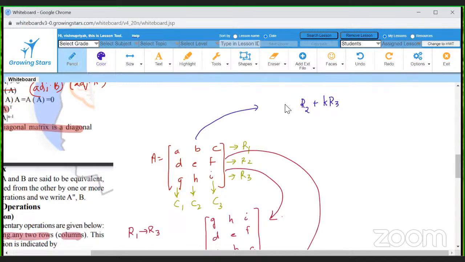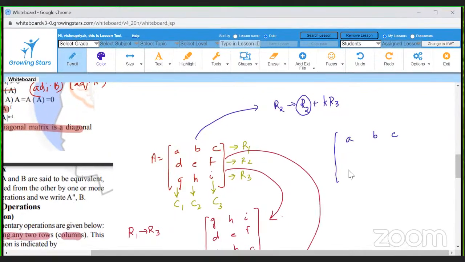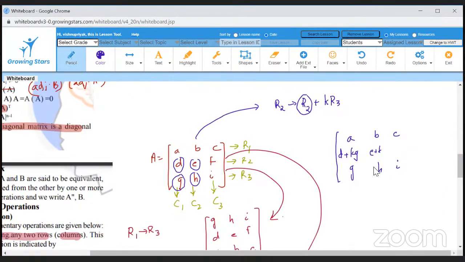So what will happen is row 2 will change, because to row 2 I am adding. Row 1 will be the same. Row 3 will be the same. Row 2 will change. How will row 2 change? I will take d. To d I will add, in row 3, g multiplied by k. Similarly, e will be the same. To e I will add h multiplied by k.